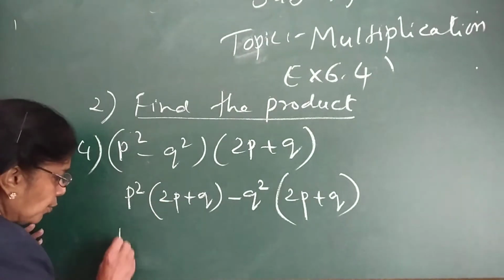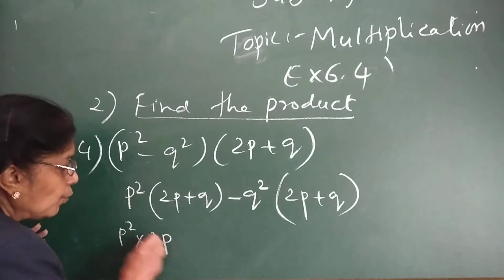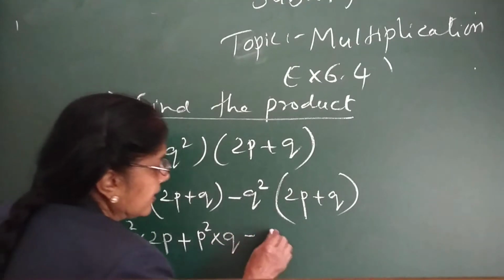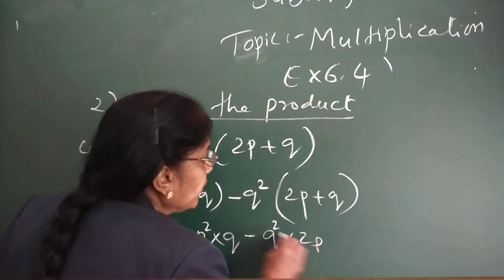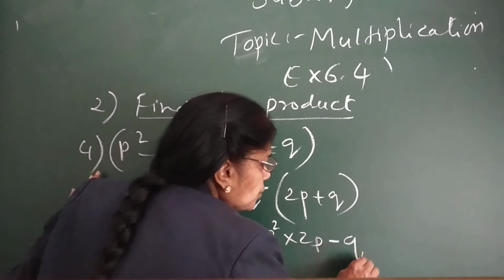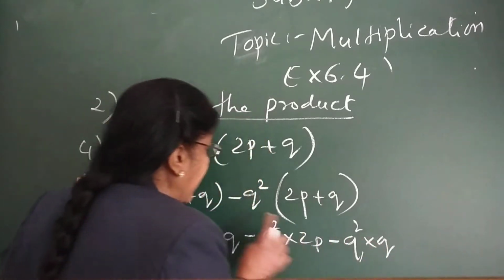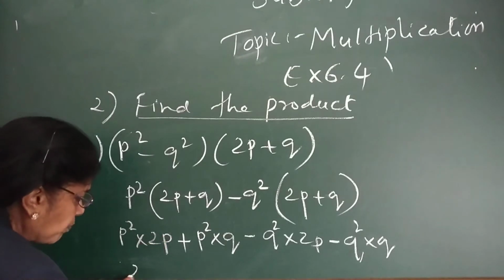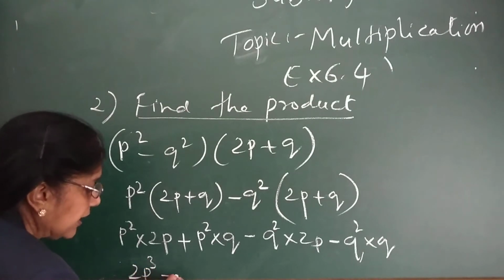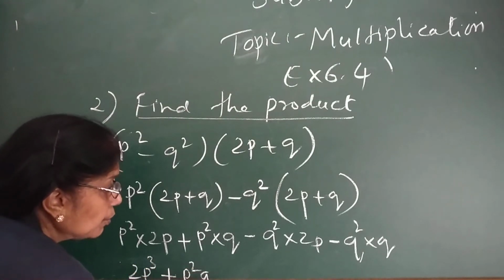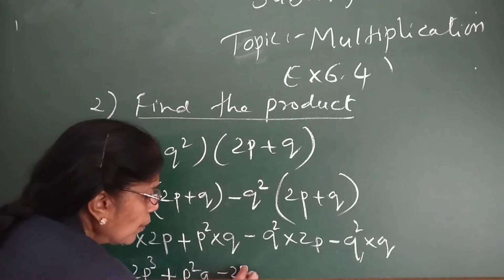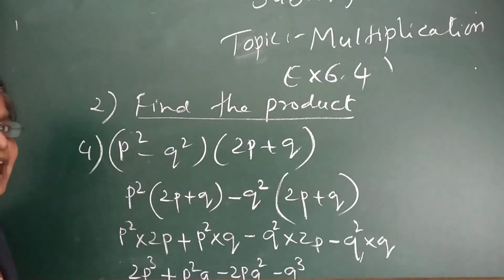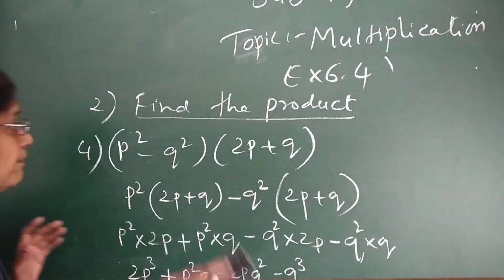Now we will remove the bracket. p square into 2p. Plus sign will remain as it is. p square into q, minus q square into 2p, minus q square into q. How did we get minus? Minus into plus is equal to minus. p square into 2p is 2p to the power of 3, plus p square q, minus 2pq square, minus q cube. This is the answer, binomial by binomial.